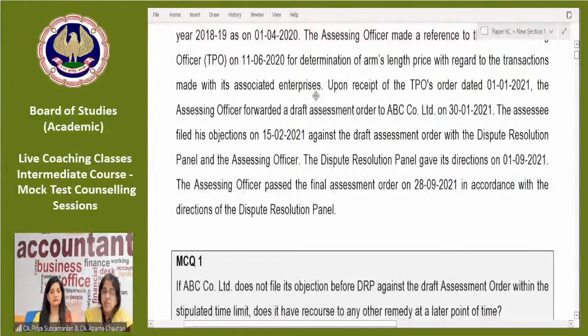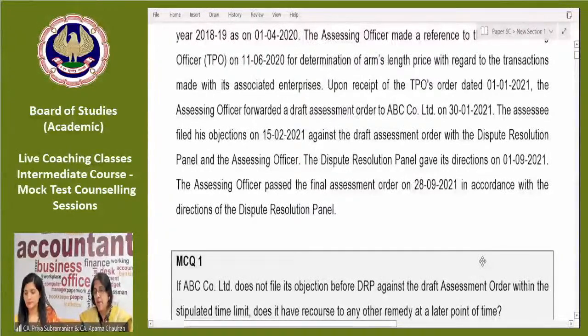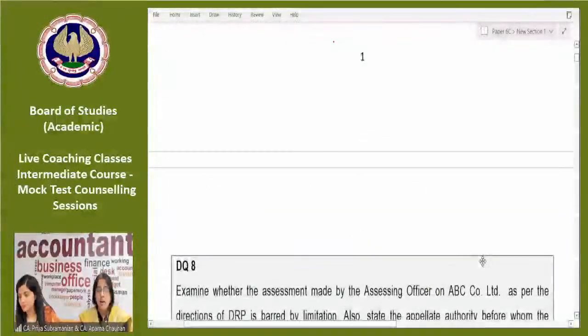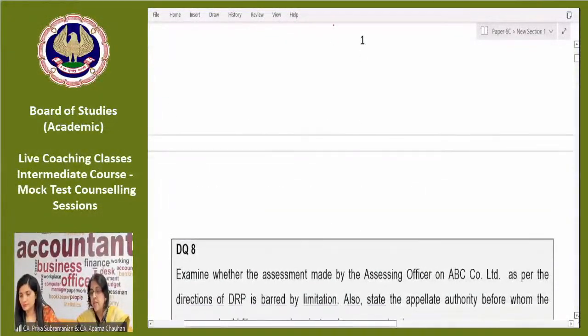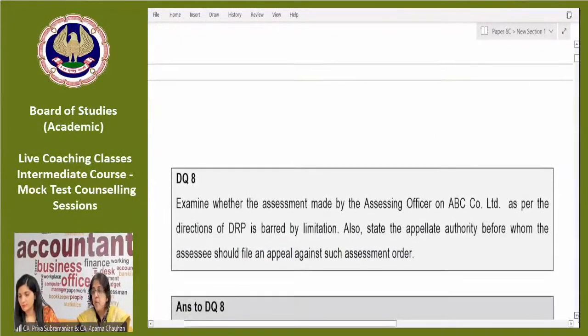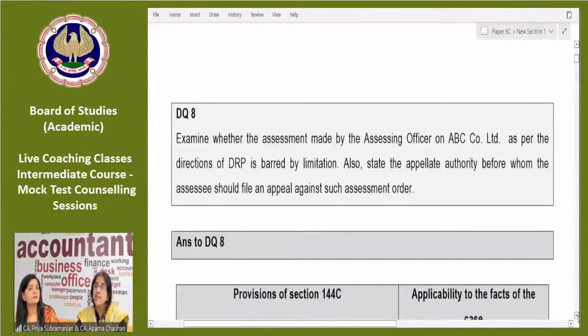Okay. Based on these facts, there are two questions. One is an MCQ. The MCQ asks, if ABC Limited does not file its objections, does it have recourse to any other remedy at a later point of time? And there's a descriptive question. We'll take the descriptive question first because it will help you to understand the provisions, and thereafter the MCQ we can take up. Examine whether the assessment made by the AO on ABC Company Limited as per the directions of DRP is barred by limitation.